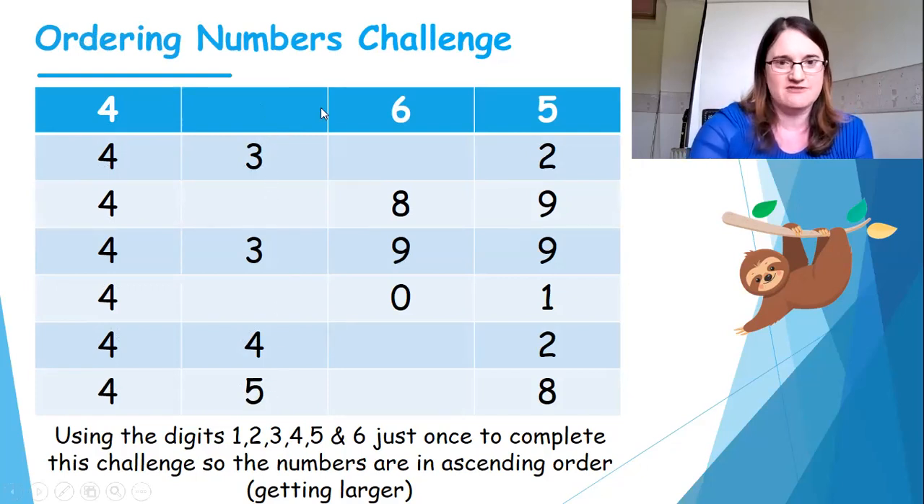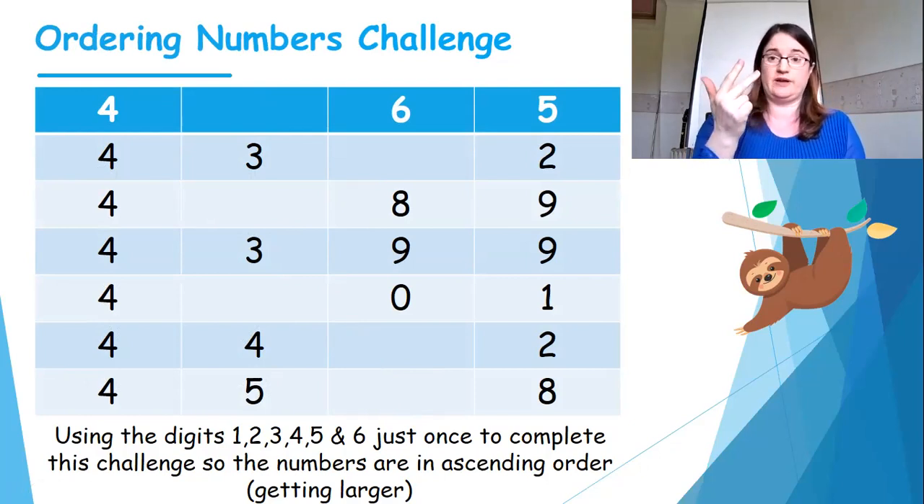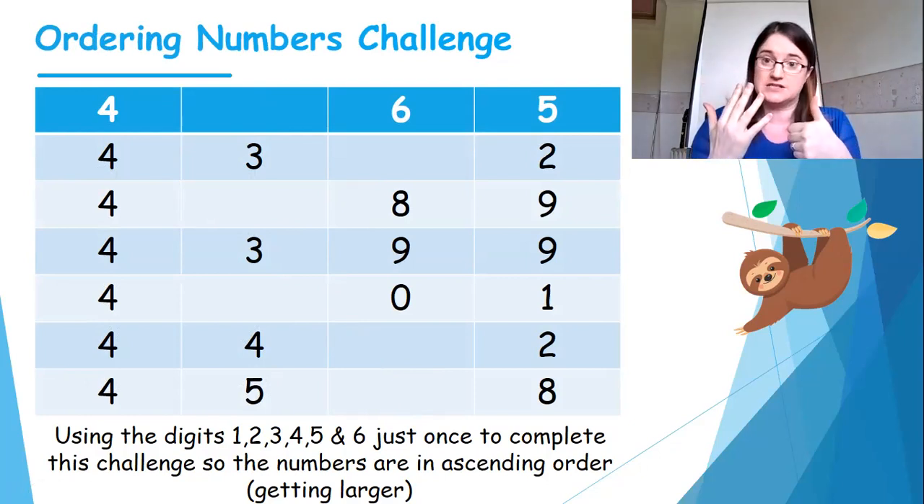But these are in order, but there are digits missing. Can you see there are gaps? So this hasn't got a hundreds digit in. This one's got a hundreds digit missing. And over here, we've got some tens digit missing. The digits that are missing are the digits 1, 2, 3, 4, 5, and 6. And they are only used once each. So once I put a 1 in one of those numbers, I can't use the 1 again. Okay, so each of those digits goes in those gaps.